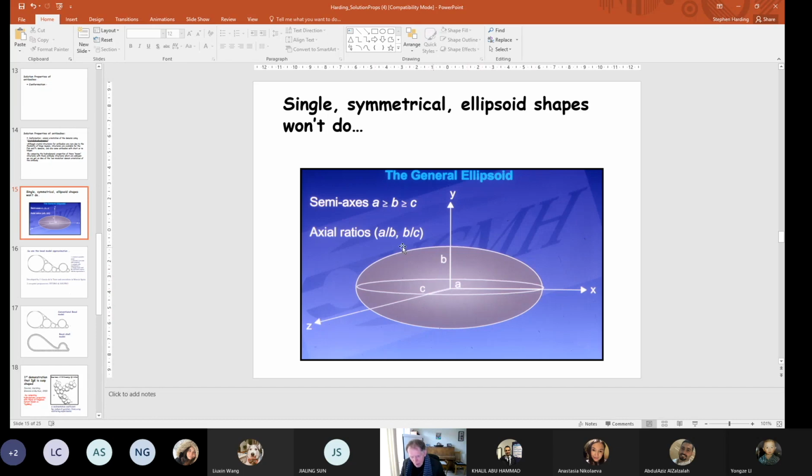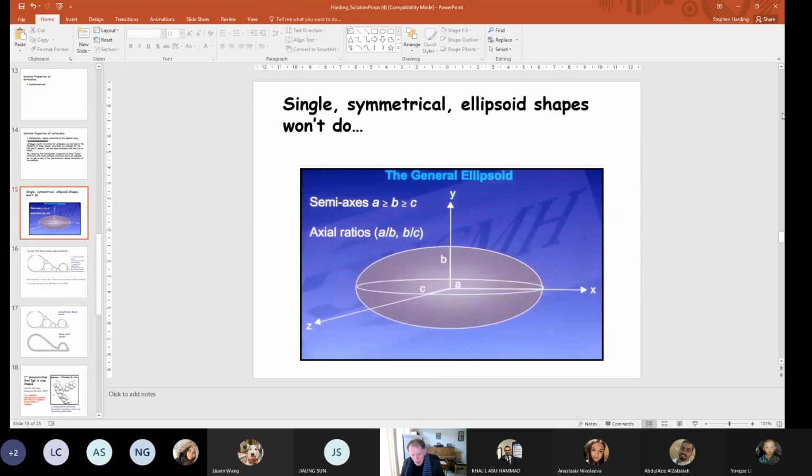And the shape of this ellipsoid is determined by these two axial ratios, the ratio of that one to that one, and the ratio of that one to that one. So the shape is represented by the axial ratios A over B and B over C. And when these axial ratios are 1, you've got a sphere. When they're not 1, you have an ellipsoid.